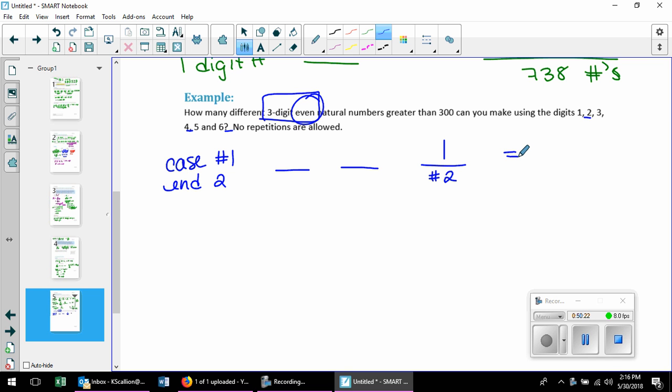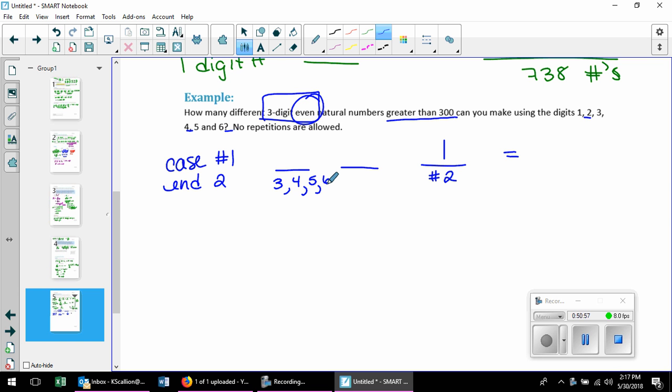There's another restriction. Greater than 300. Oh my. Greater than 300. So, can 3 go here? Yes. Because I'm ending in 2, 302 is greater than 300, right? So this has to be 3 or 4, 5 or 6.